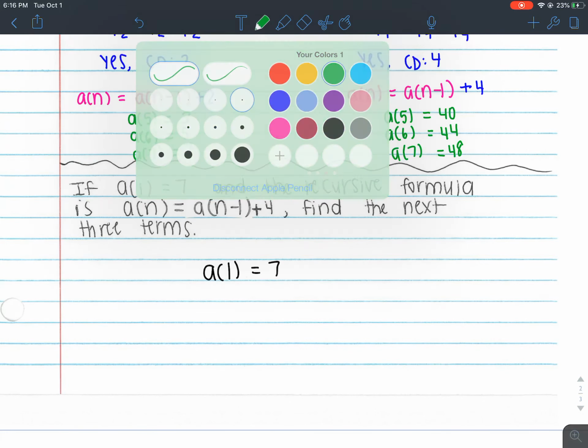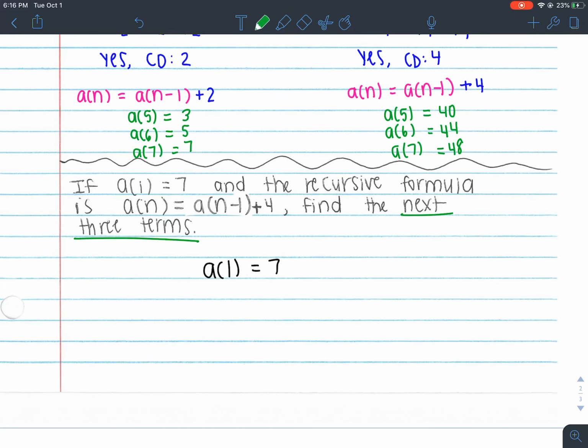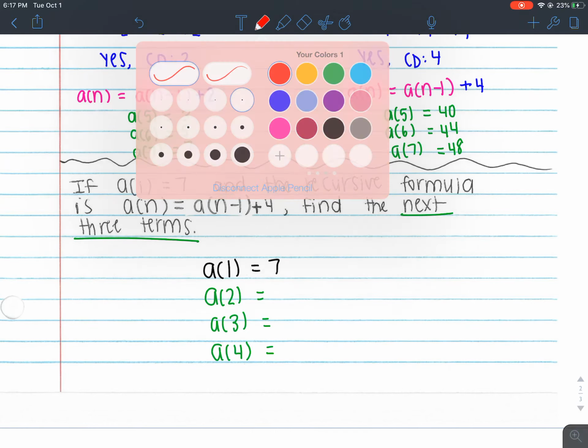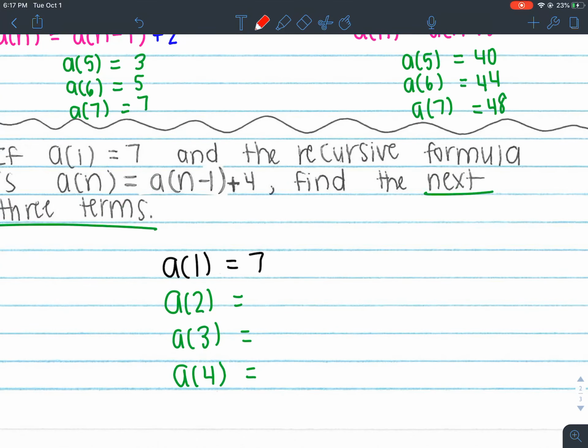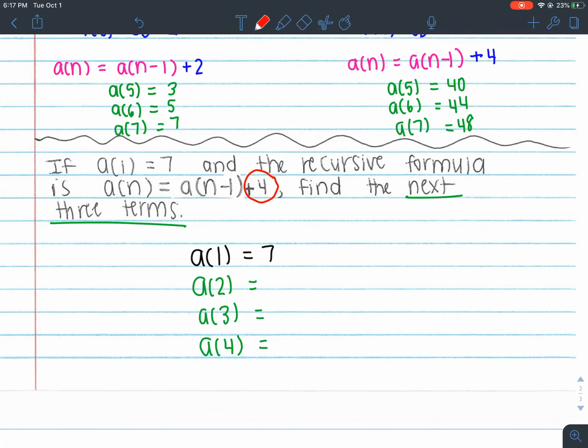Then it wants us to find the next three terms. So the next three terms will be finding A of 2, A of 3, and A of 4. Those are the next three, because they follow the first. Now, how do you get from term to term? Well, it says I'm going to add 4. That's really the only part that's important to me, this back part, which says add 4.